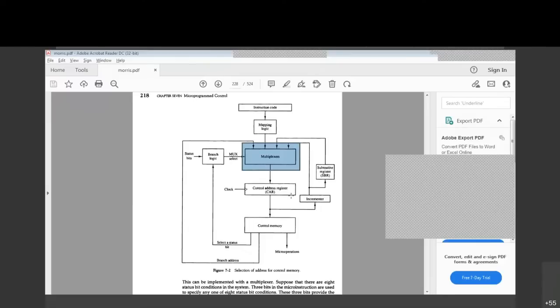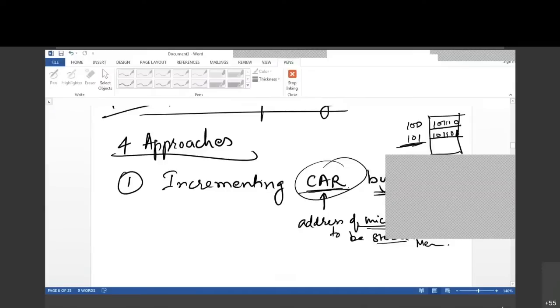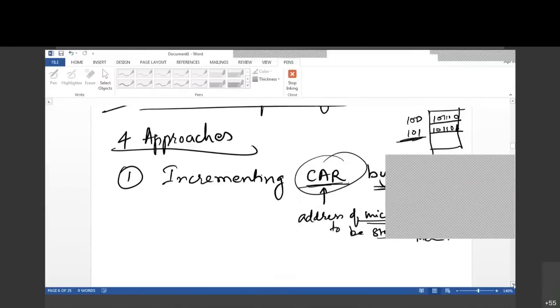Out of this, the first approach we saw was, in my normal instructions, what would happen? My control address register would just need to be incremented by 1. So what is done over here? This part, the control address register is incremented by 1, and that incremented address is provided as the first input to my multiplexer. Clear? Itna clear? Okay. Now let us see the next approach. So this is for my normal instructions.